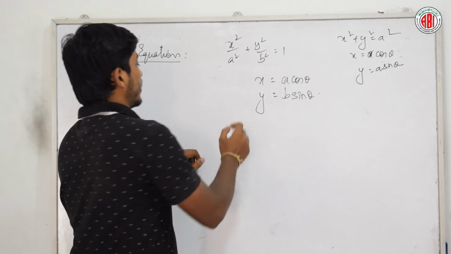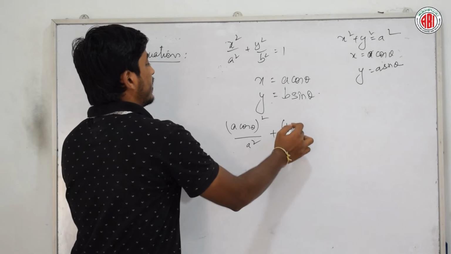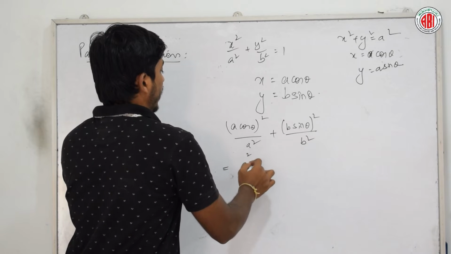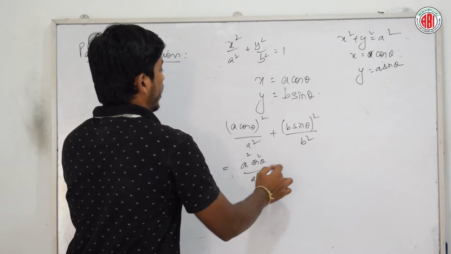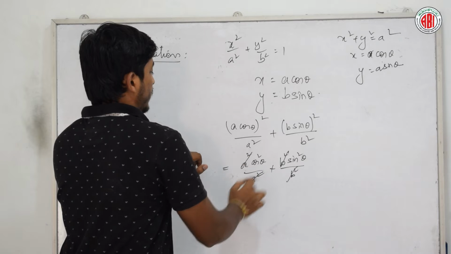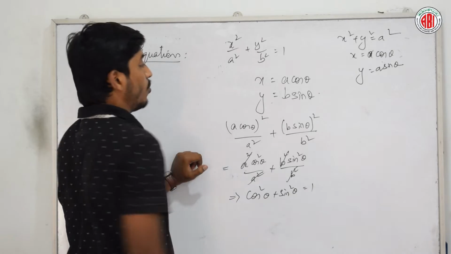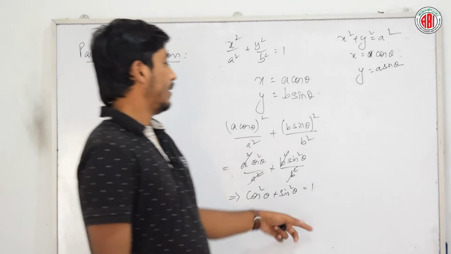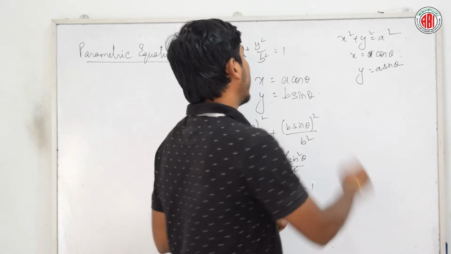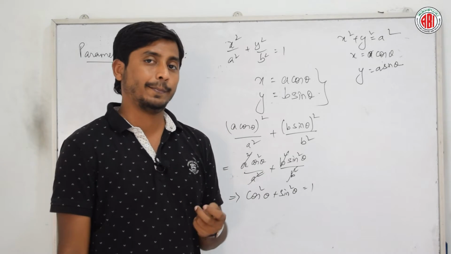In place of x, if we substitute a cos theta, I will get (a cos theta) whole square by a square plus (b sin theta) whole square by b square, that is equal to a square cos square by a square plus b square sin square by b square. These both will get cancelled. I will be left with cos square plus sin square which is equal to 1. Is it not equal? And we are getting the same thing. So these are the parametric equations of the standard form of ellipse.